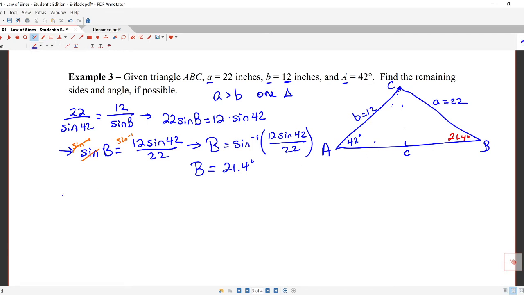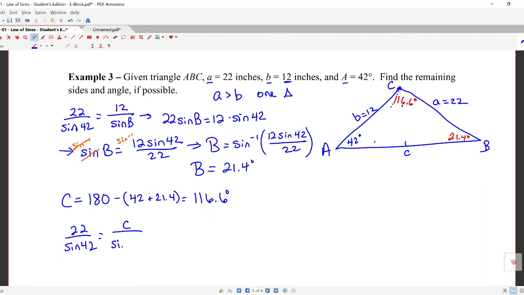From here, given 2 angles, we're going to go ahead and find angle C by subtracting 42 plus 21.4 from 180. That gives us 116.6 degrees. And then finally, still using that 22 over sine of 42 equals C over the sine of 116.6.